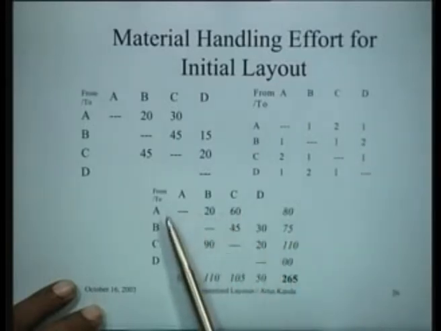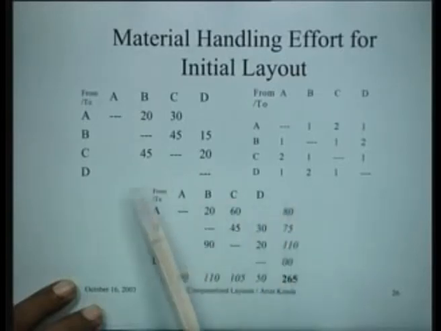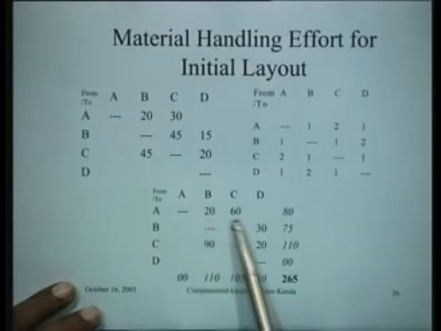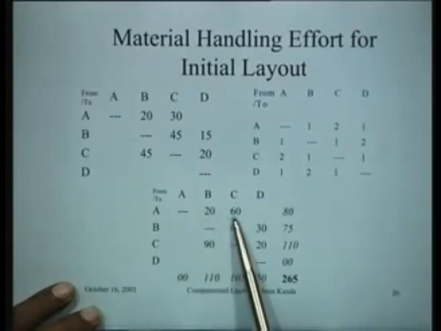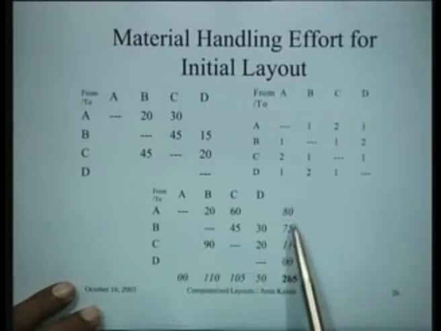So you get this particular matrix here, which is the material handling effort, which is what you are interested in compiling ultimately. And then you can sum the rows and the columns if you so desire. Actually you need to sum only one of them to get the material handling score. So this is 20 plus 60 is 80, 75, 110, 0. Take the sum of this column, it's 265.